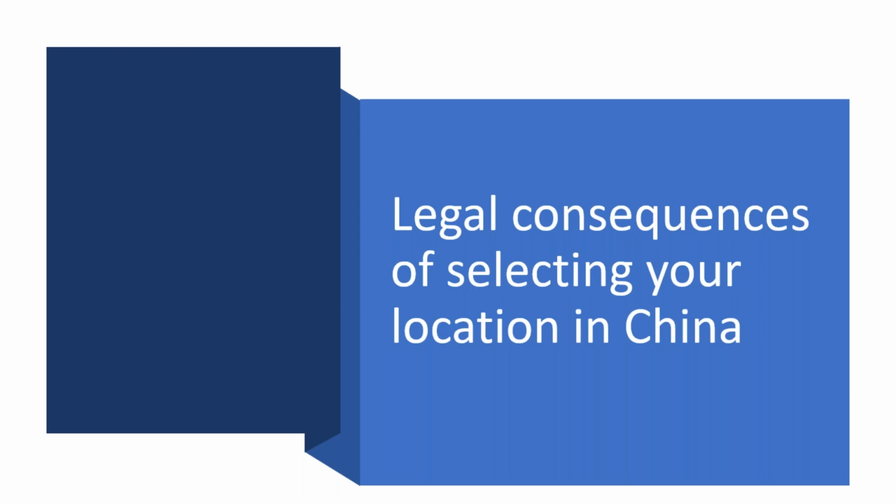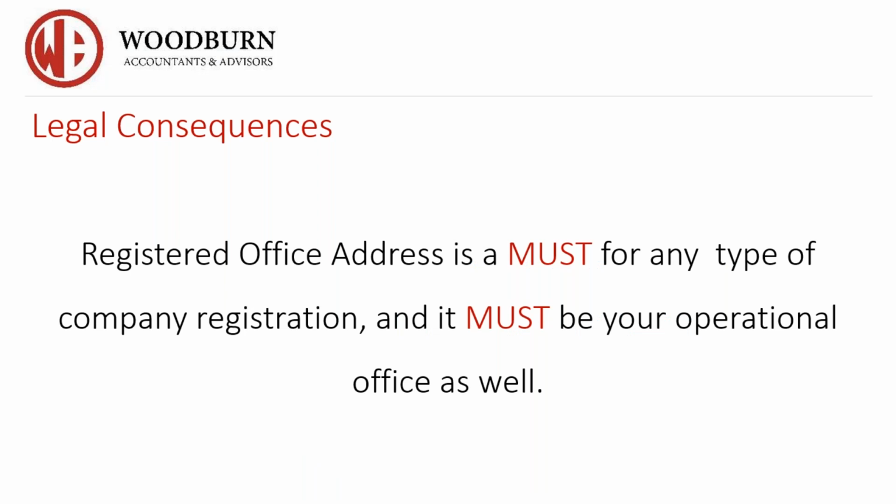So let's look at the legal consequences of selecting your location in China, okay? So first of all, when you are registering a company in China, you must register a registered office address. And that is the first step to doing anything in the application process, meaning you need to have the exact address and have the lease agreement available. And this is for any type of company registration. So for any type of legal entity, rep office, limited liability company, joint venture, whatever, you can consider those types of legal entities.